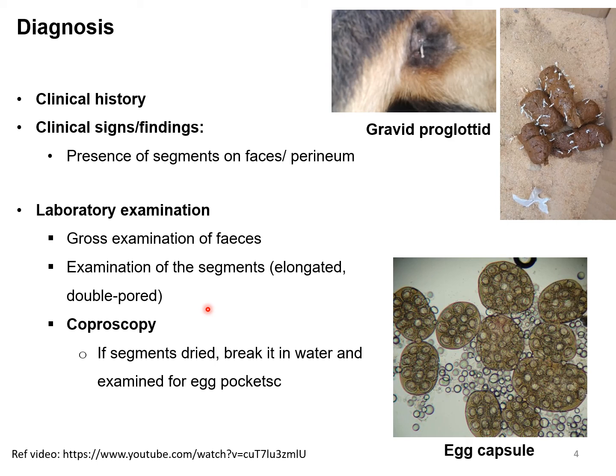And then with the feces you can go for coproscopy, that is examination of the fecal samples followed by examination of those smears under the microscope. What you can see are the egg packets or egg sacs or egg capsules that will contain around 20 eggs in each egg capsule, and that is the confirmatory diagnosis of this parasitic infection.